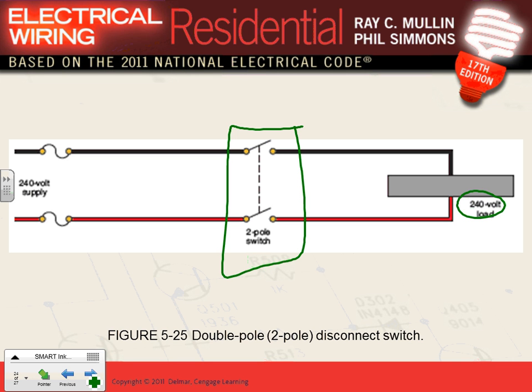Baseboard heater, commonly used. Oh, like a line voltage thermostat? Yeah, line voltage thermostat they call them. You bring it to the thermostat, out of the thermostat. That acts exactly like a 2-pole. Now this is in a residential.